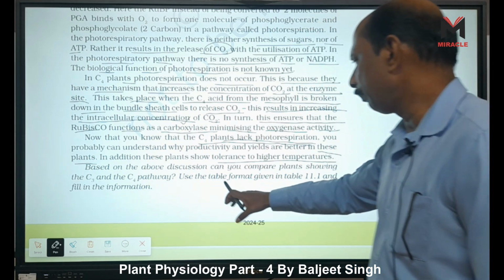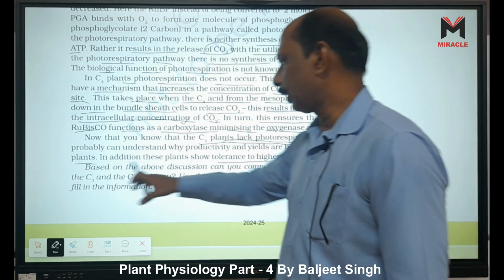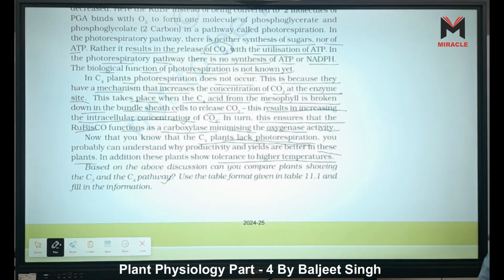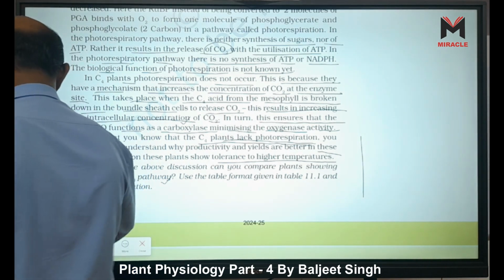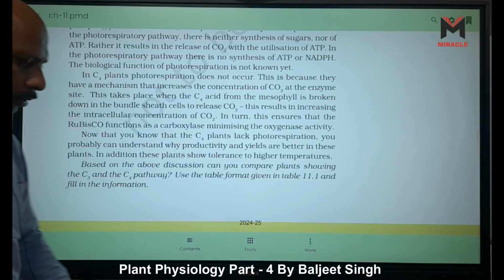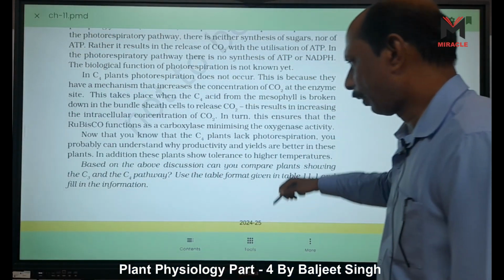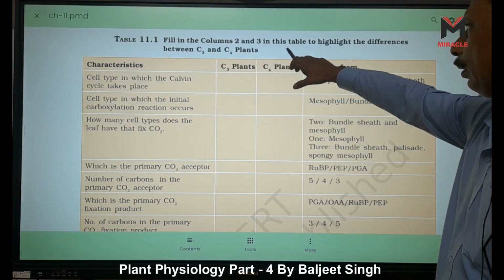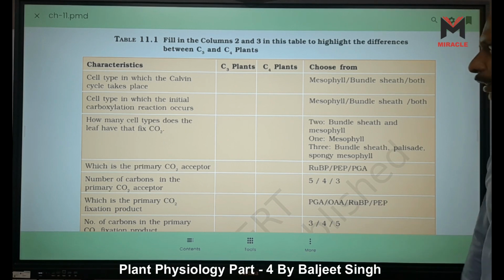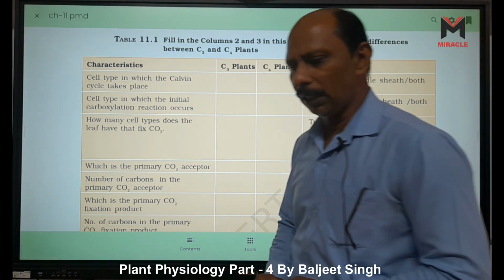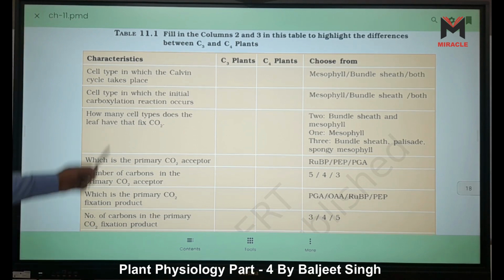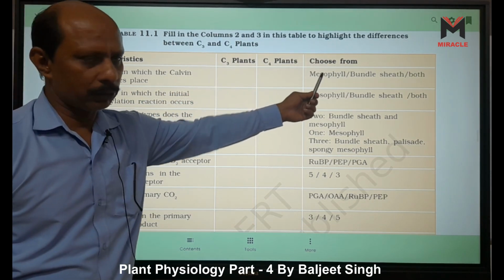Based on the above discussion, can you compare plants showing C3 and C4 pathway? We will compare this one. Use the table format given, and fill in the information. Now come to the table. In this table, fill in the second and third columns to highlight the differences between C3 and C4 plants. What are the differences between the C3 and C4 plant? Here we can understand this one, right? Through this table. What is given here? Characteristics of C3 plant and C4 plant.